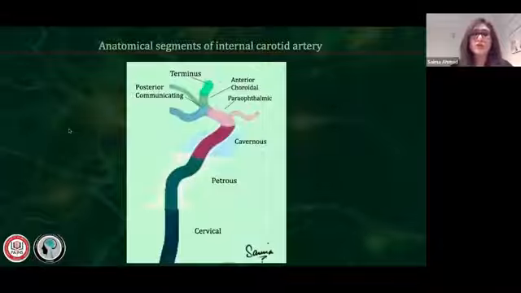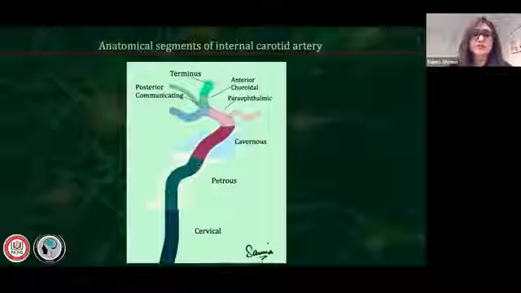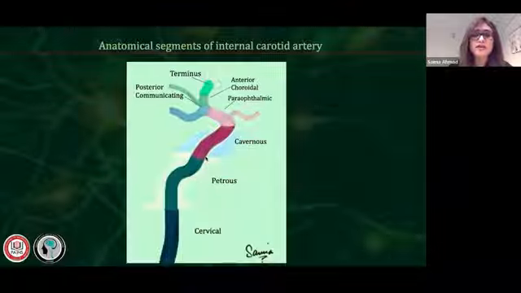So next we talk about the nomenclature and the anatomical segments of the internal carotid artery. This is a very simple diagram which I made for you guys to understand the segments. First we start with the cervical segment. The cervical segment is from the bifurcation up to the neck and skull base, and here it enters into the petrous part. The petrous part is the bony part, and first it's vertical and then horizontal, and then the third part is the cavernous part. Now the cavernous part has 2 parts. First, the small part is in the bony, and then it's within the cavernous sinus.